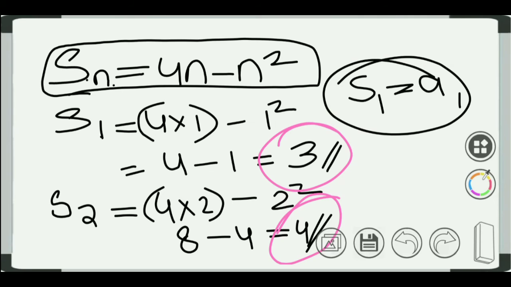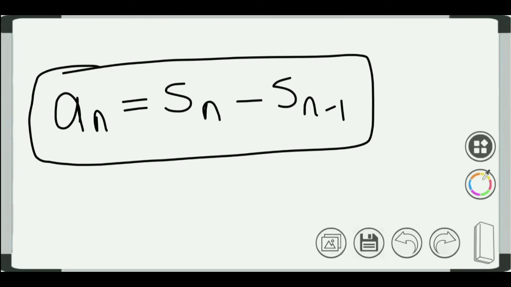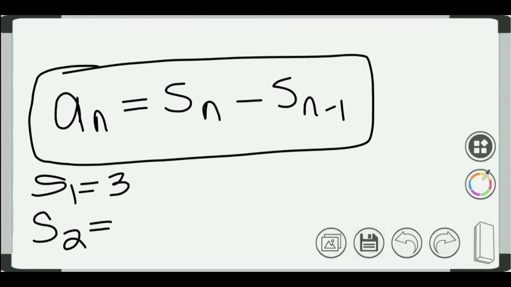Do you remember one formula which I have given you? An is equal to Sn minus Sn minus 1. Do you remember this formula? That means nth term is equal to sum of n terms minus sum of n minus 1 terms. So according to this formula, see what you got? S1, 3. You got S2.